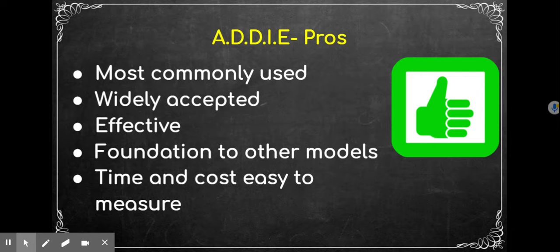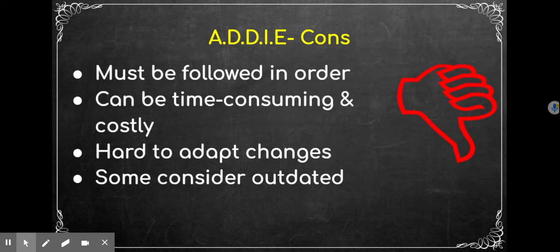It can be very time and cost easy to measure, so you know what you're getting yourself into while doing it. Again, this is a good one for people who are starting, just to build their way off, because it's very simple and you can go through each step at a time. Some of the cons: it must be followed in order, so there isn't really much time for flexibility within this learning model. It can be time consuming and costly, so in the beginning it can be hard to also understand.